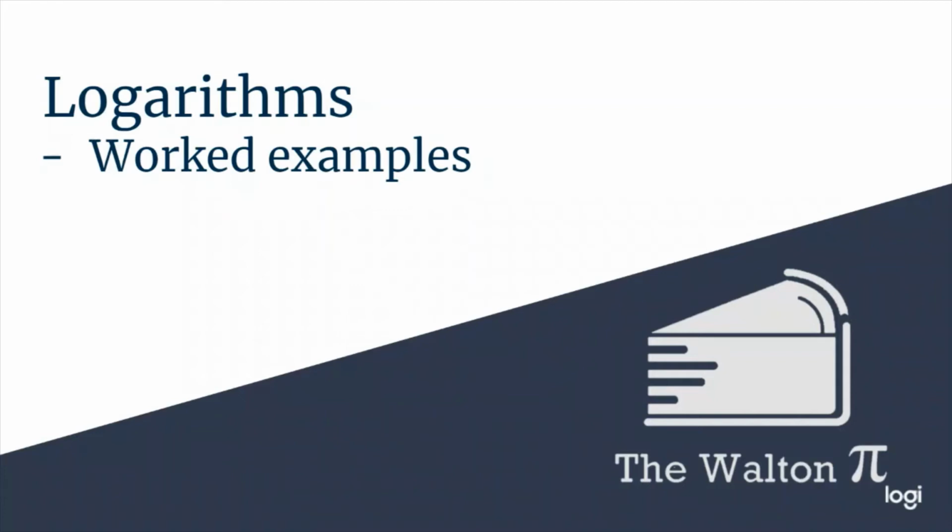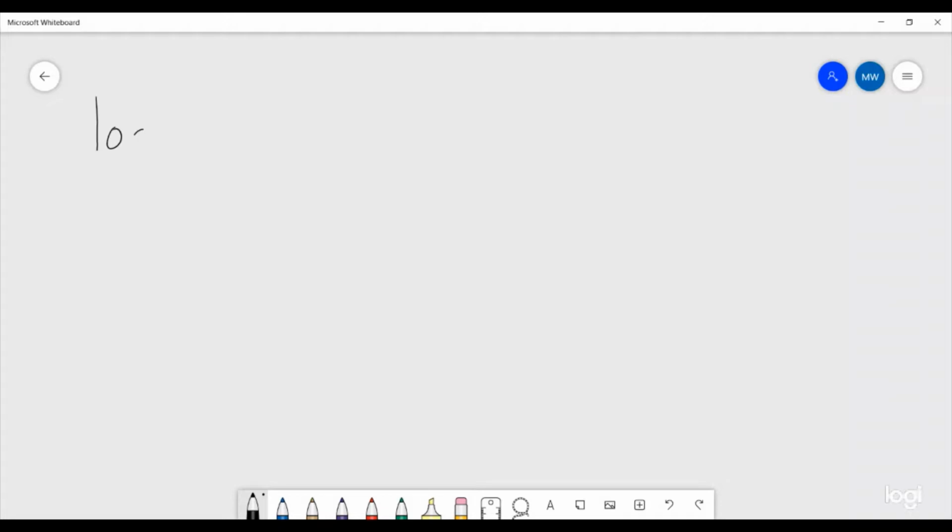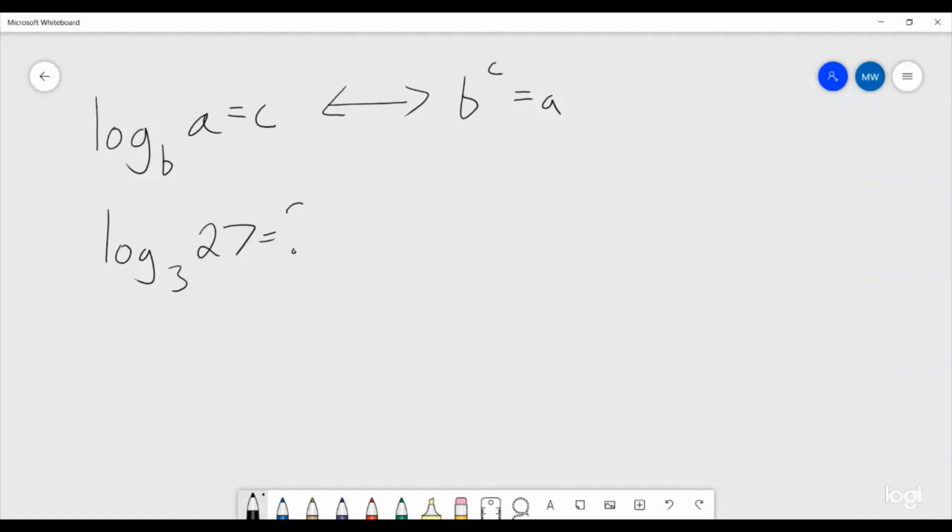Today we are going to go through some examples involving logarithms. So if we have something like log base b of a equaling c, remember that this is interchangeable with saying that b to the c is equal to a. So for example, let's say we are dealing with log base 3 of 27. What is that equal to? Well, we are trying to figure out 3 to what power is equal to 27. Well, that's going to happen if x is equal to 3, because 3 to the 3 is 27. So that tells us that log base 3 of 27 is equal to 3.